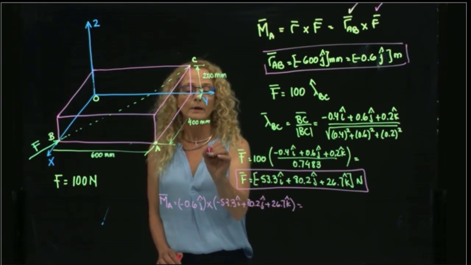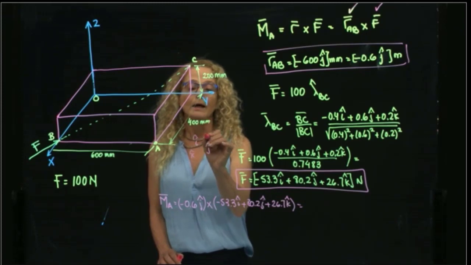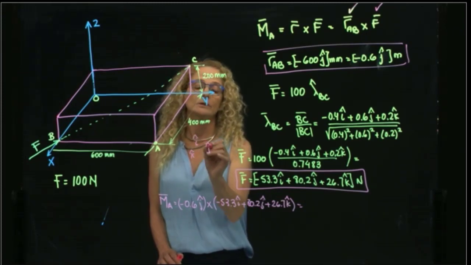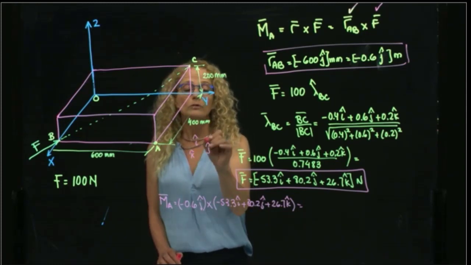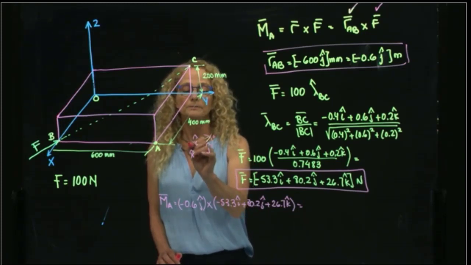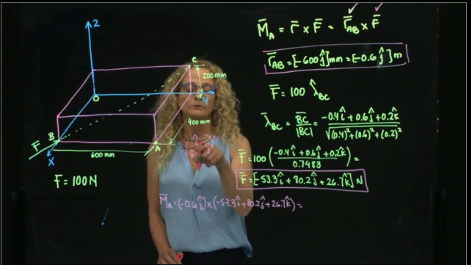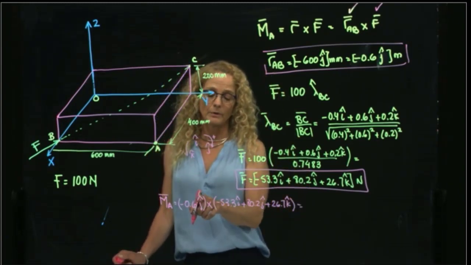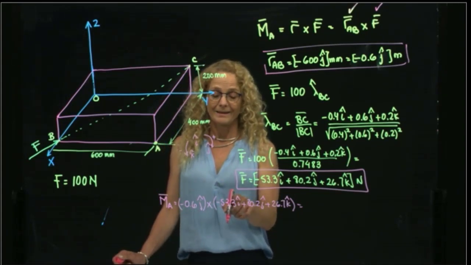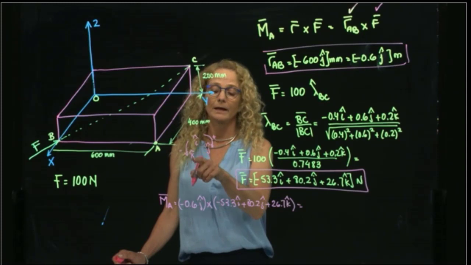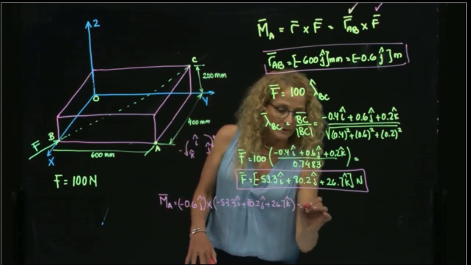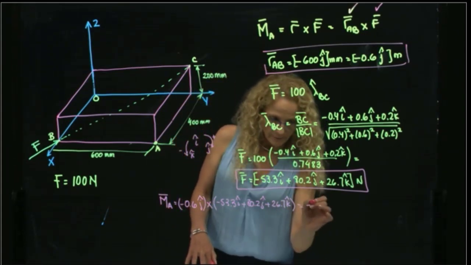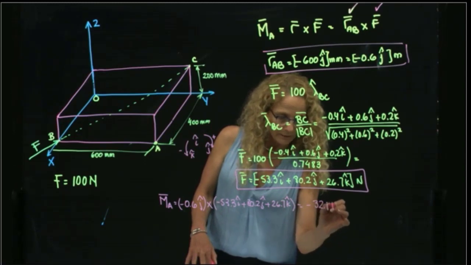Always remember that i cross j is k, k cross i is j, and j cross k is i, and if I go in the opposite direction, j cross i is negative k, and so forth. So this is the positive direction, and this is the negative direction. Here I will have j cross i, which is negative k. With this negative, it becomes positive, and this value times this value gives me negative 32.1 k.